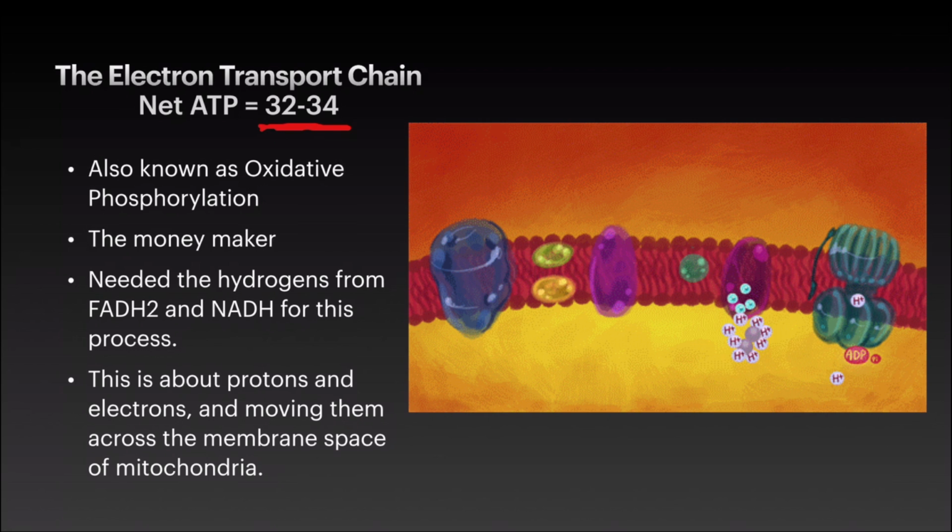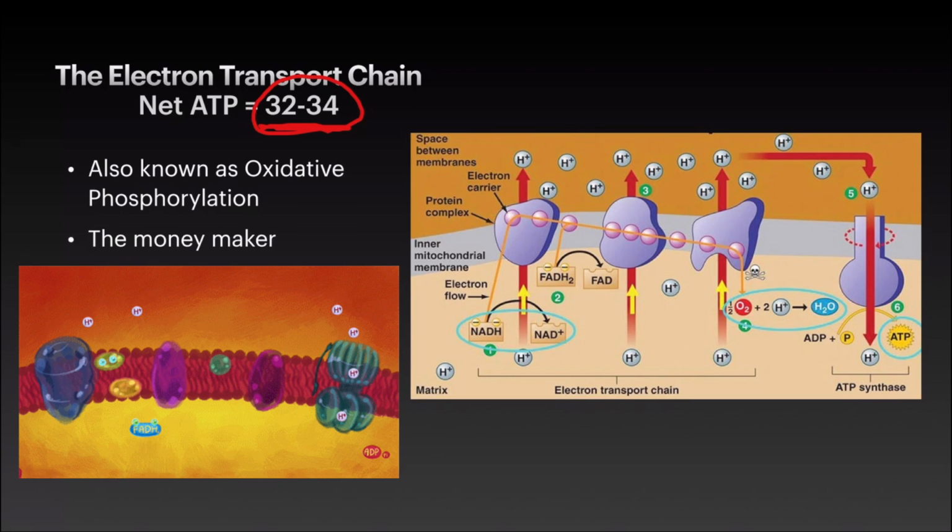This is also the step where we use the products from the previous two steps in order to generate this ATP. Without FADH2 and NADH, we are not able to get such a big bang out of the electron transport chain. So what happens is that the NADH that was generated deposits its hydrogen proton and an electron.